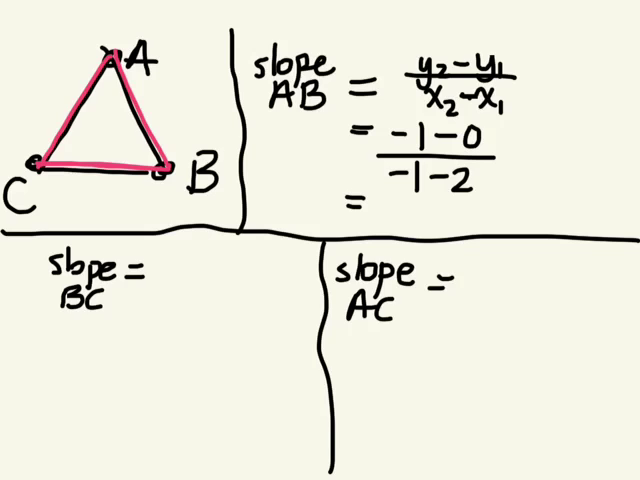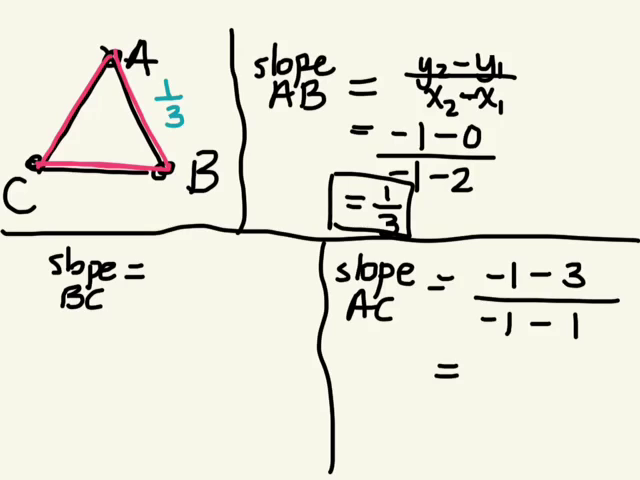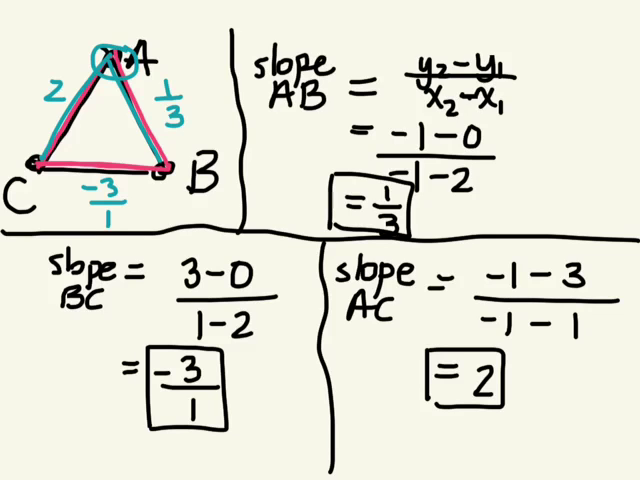So what is it? Pardon? Positive 1 over 3. Good. That's the slope of AB. Positive 2. Okay, so as of right now, do these 2 lines intersect at a 90-degree angle? No. What about BC? Okay, and the last slope that we found is -3 over 1. Examining all 3 slopes, are any of them negative reciprocals of each other? Yes, which ones?